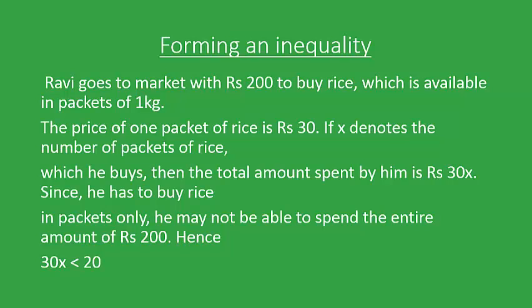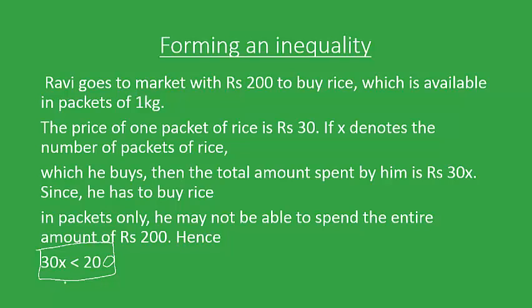If we express the number of packets of rice he bought with x, and the price of one packet is given to be 30, then the total amount spent by him will be rupees 30x. This should be less than the total amount which he took with himself, that is 30x should be less than 200. This is a simple inequality. We'll learn how to solve it in the later part of this video, but first you should familiarize yourself with how to make inequalities, which is of prime importance.